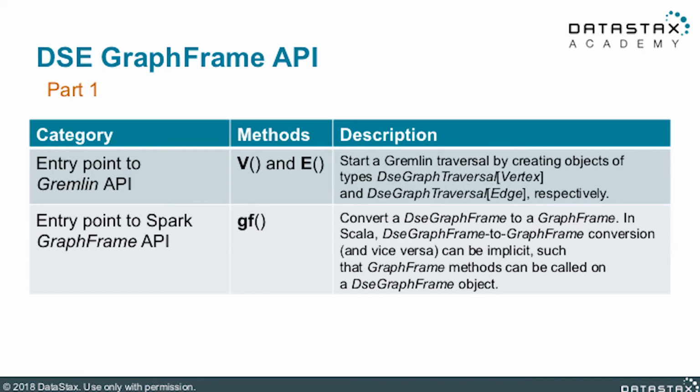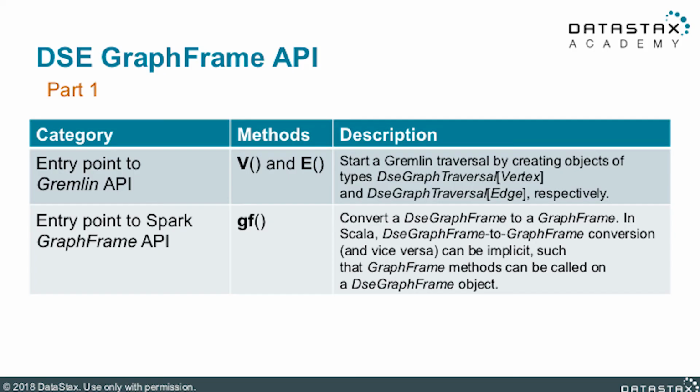Finally, we conclude this presentation with the summary of DSE GraphFrame APIs that we cover in more detail in subsequent videos. First, we have Gremlin API to define Gremlin traversals starting with either method V or method E, followed by traversal steps like in, out, count, and so on. We assume that you are already familiar with the Gremlin traversal language. Second, there is Spark GraphFrame API that, among other things, has some interesting structural pattern matching capabilities.